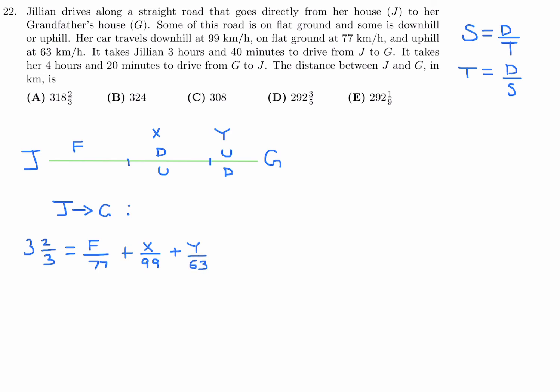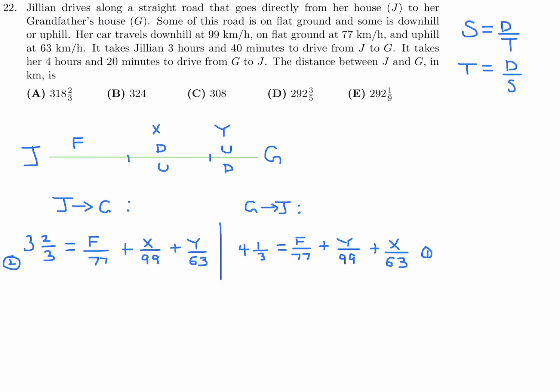And then in a very similar way, G to J, it's 4 hours and 20 minutes, so that's 4 1/3. And that is equal to, again, F over 77 plus, this time, remember, this is now downhill and this is uphill, so we have to make sure that we don't mess that up. So it's going to be Y over 99 plus X over 63. So we can call this equation 1 and we can call this equation 2.